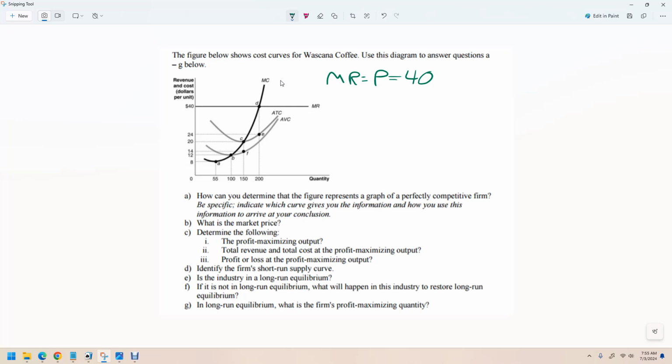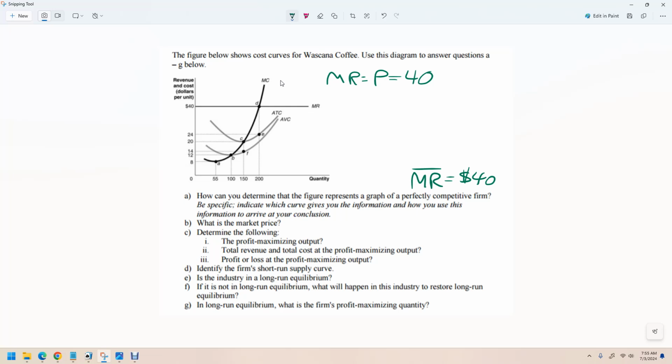So we want to profit maximize. Okay, so that's the answer to the first one. We recognize that MR is constant and that MR is $40. That's how we know. The market price is also $40 because we've been given that.